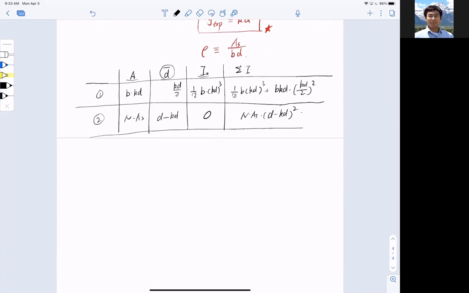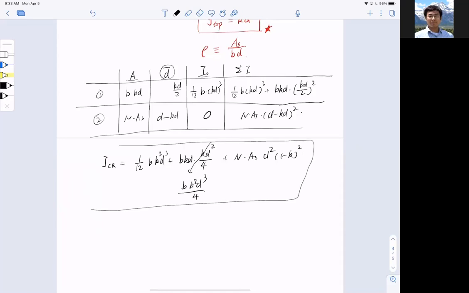Now, the critical moment of inertia is simply adding them all together. So 1 over 12 B KD cubed plus B KD times KD squared over 4. Let me simplify this. Equal to B K squared D cubed over 4 plus N AS D squared, take the whole thing out, times 1 minus K squared. So that, ladies and gentlemen, is my ICR, the moment of inertia for the cracked section.